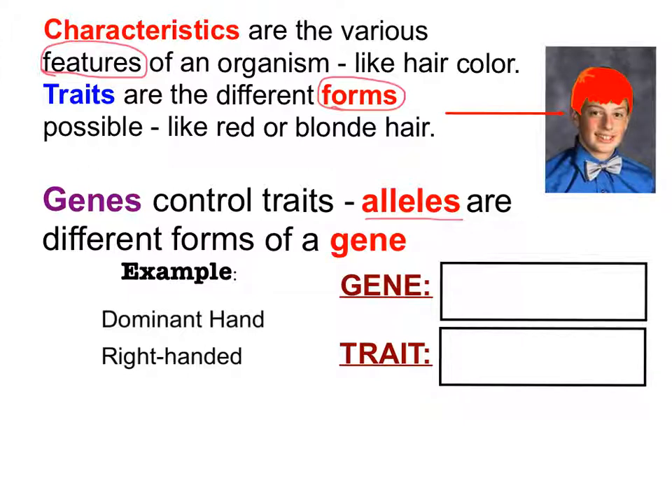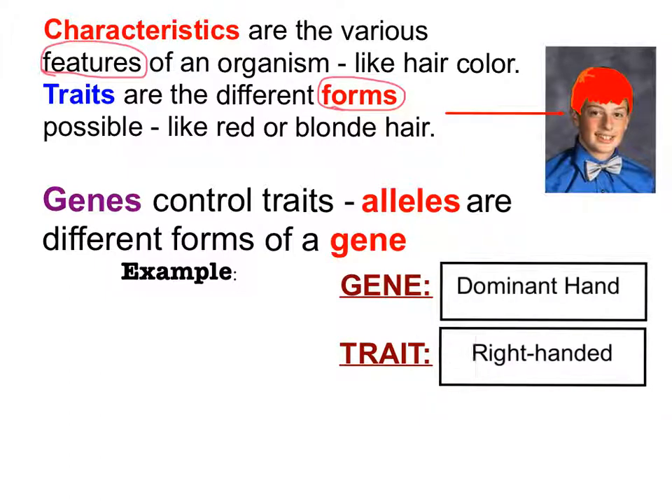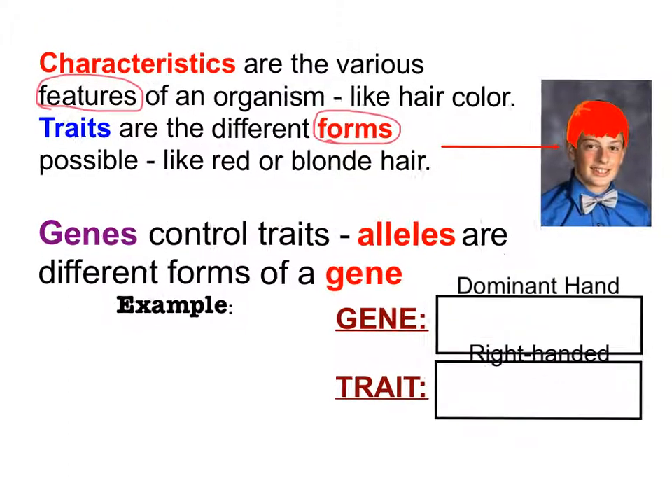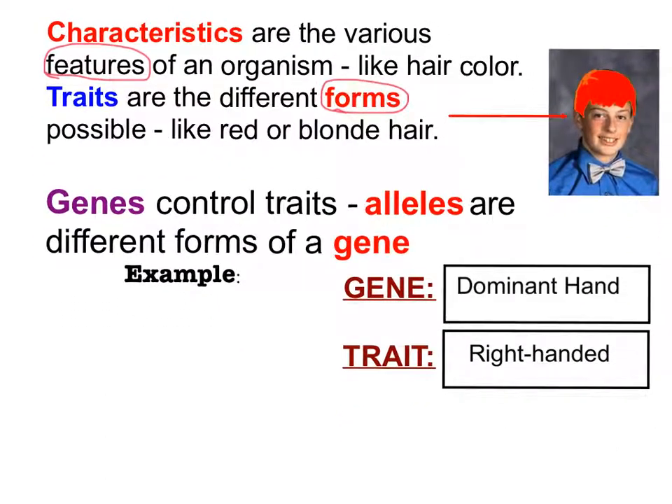Okay, hopefully you saw that your dominant hand would be the gene, and right-handed is the trait. So the gene, dominant hand, is like the characteristic above. It's a feature that an organism has. The trait, however, is the form of that gene. So you could either be right-handed, left-handed, or I guess even ambidextrous. Okay, so gene controls traits.